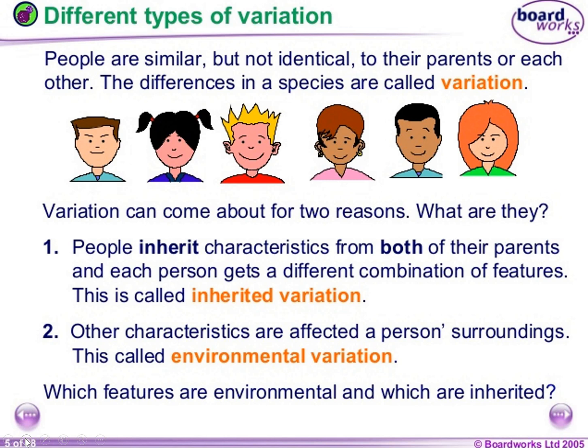So as we said, people can either inherit characteristics from their parents. This is called inherited variation, or characteristics can be affected by a person's surroundings. This is called environmental variation. So to have a little think, pause the video and decide which kind of features are environmental and which are inherited.